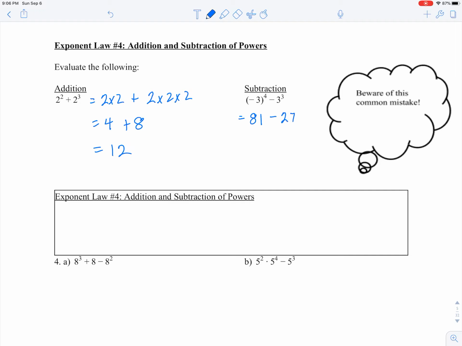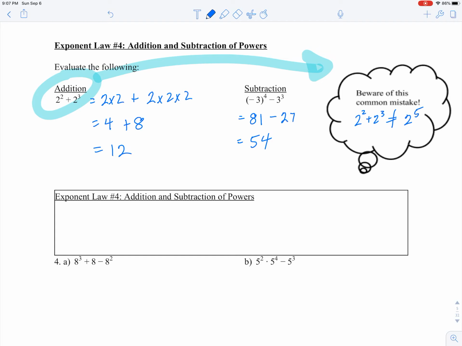And when we subtract 81 minus 27, our answer is 54. Now the common mistake, I'm going to show it with this example here. The common mistake of this one is like, oh hey, the bases match, I'm going to add the exponents. But 2 squared plus 2 to the 3rd does not equal 2 to the 5. So you can't add the exponents when you're adding the bases. You can only add the exponents or subtract the exponents when you're multiplying or dividing the bases.